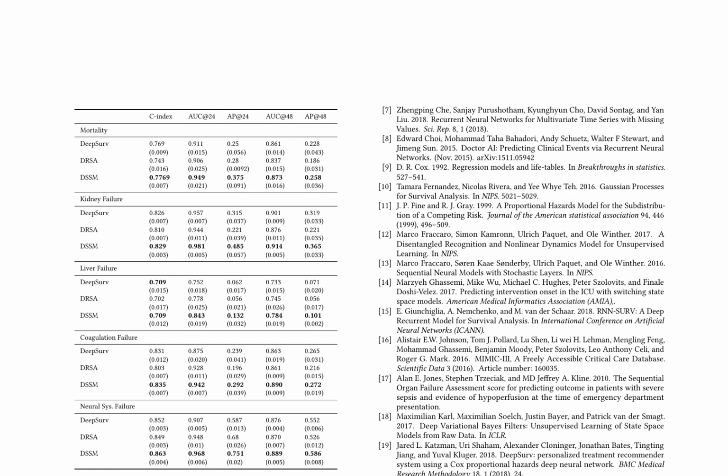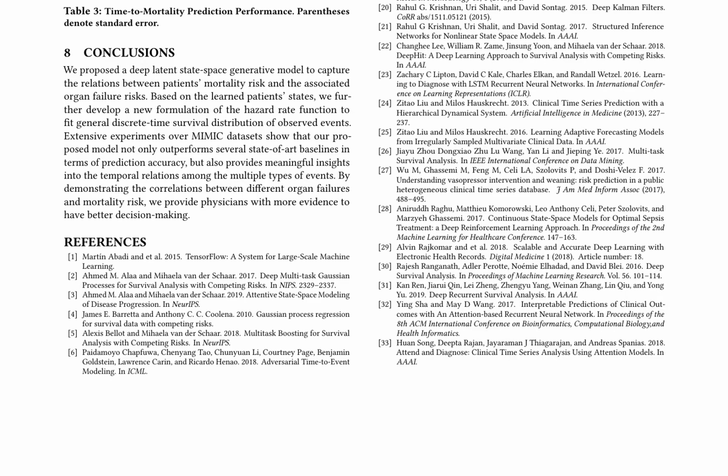The MIMIC-II critical care database is utilized to evaluate the model's performance, demonstrating its superiority in capturing temporal relationships among multiple event types. The study highlights the importance of considering the temporal relationships between different organ failures and mortality risk, providing physicians with more evidence to make informed decisions. By demonstrating these correlations, the model has the potential to improve patient care and survival rates in critical care settings. The proposed model's ability to predict mortality and organ failure risks can inform personalized treatment strategies and resource allocation, ultimately leading to better patient outcomes.